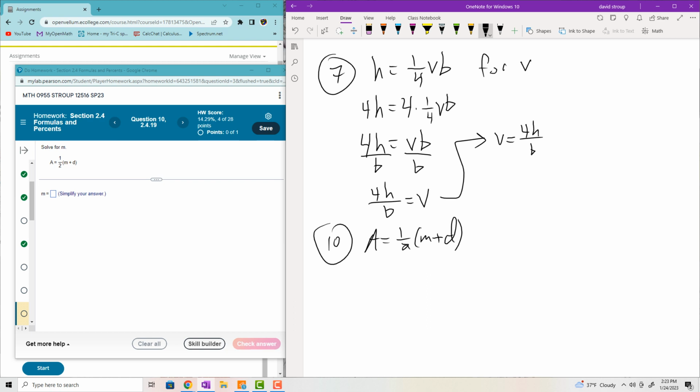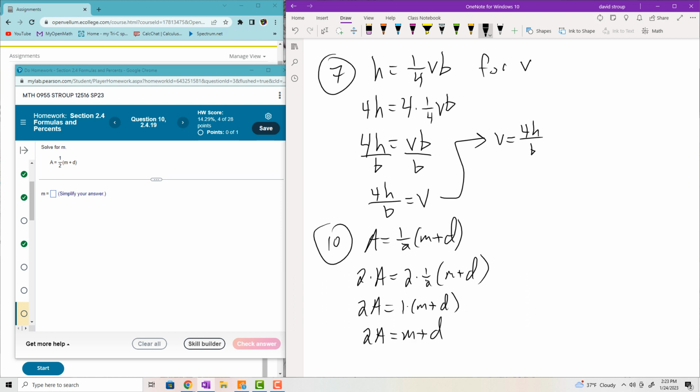So you can distribute, but you can also just right off the bat multiply both sides by 2. Okay, so it'll be 2 times 1/2 times the m plus d. So on the left you have 2a. On the right, 2 times 1/2 is just 1. So we have 1 times m plus d. And if you distribute the 1, of course it's just the m plus d. So you need not write this step that I just wrote. You could just write m plus d.